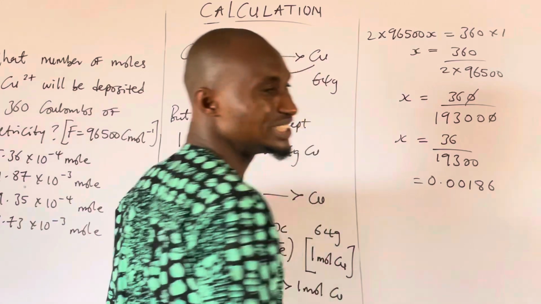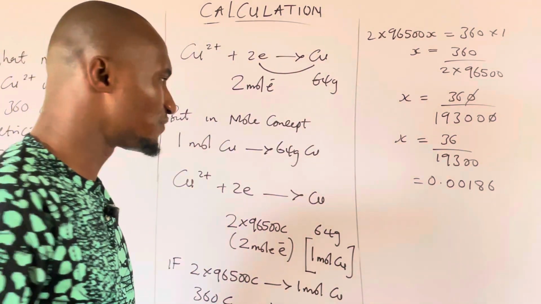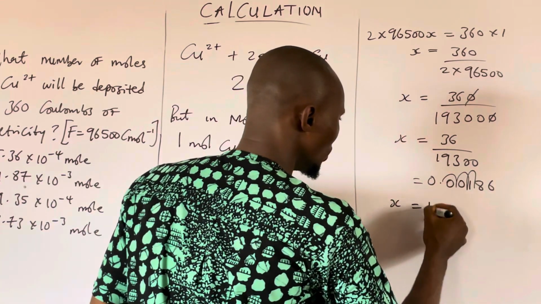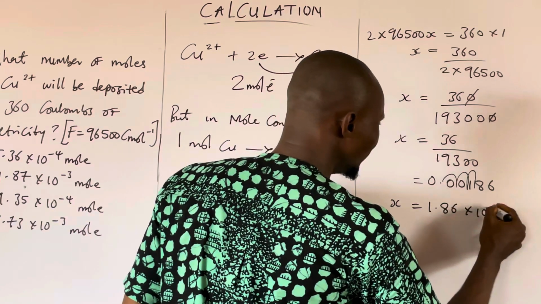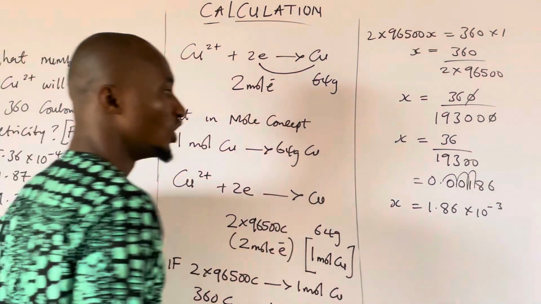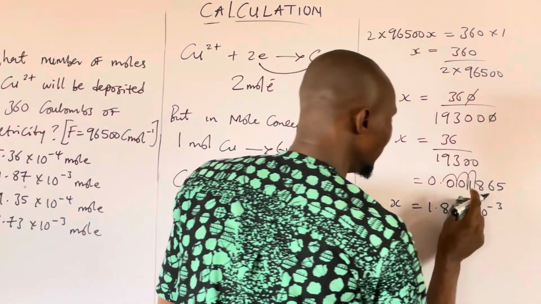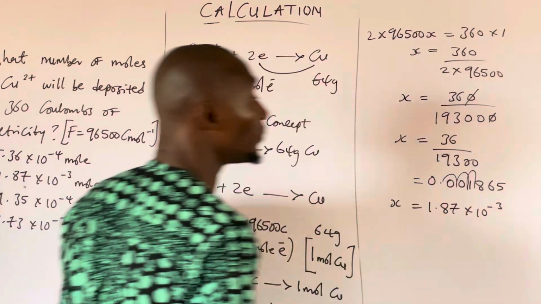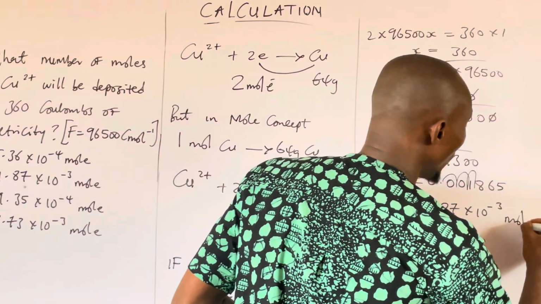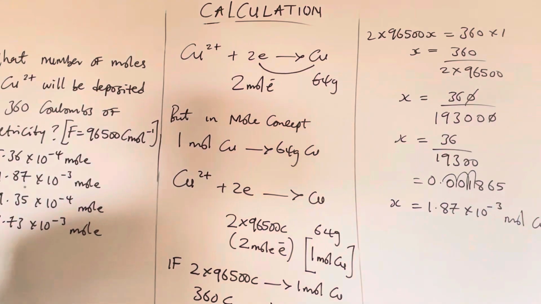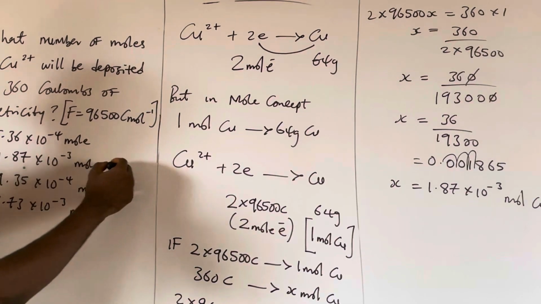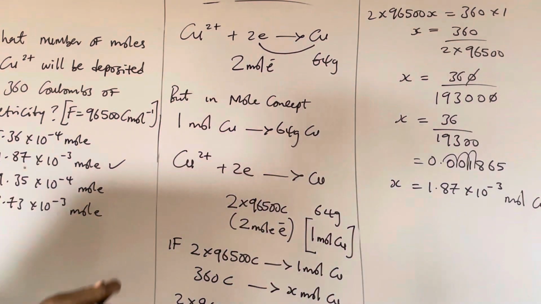So now using standard form, this is 1.86 times 10 raised to the power minus 3. Okay, you have 5 here, so approximately 1.87 times 10 raised to the power minus 3 mole of copper. So our answer here is B. So be careful while working with the calculator.